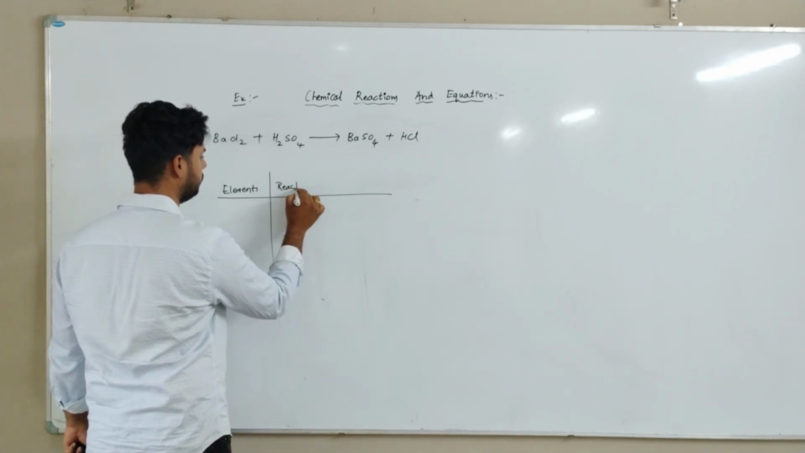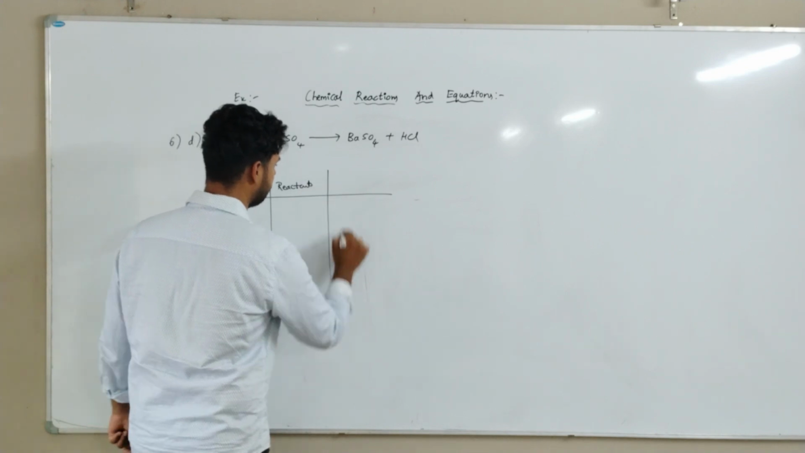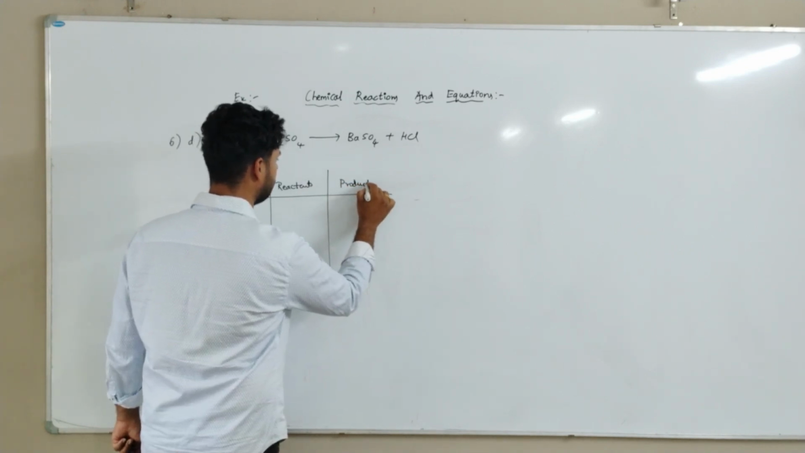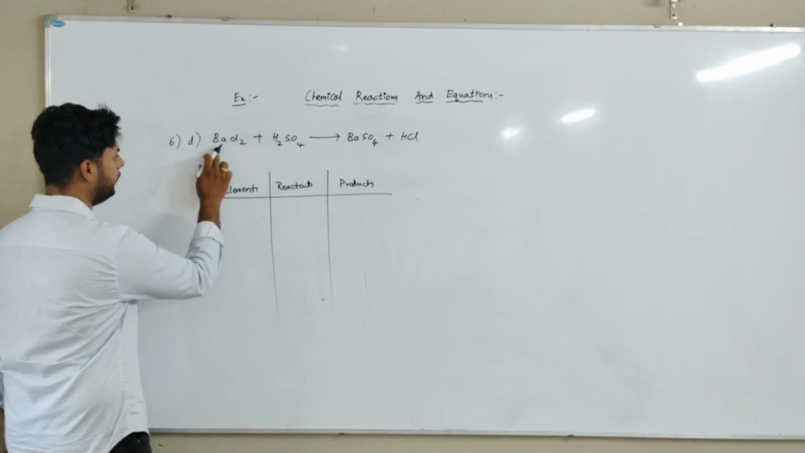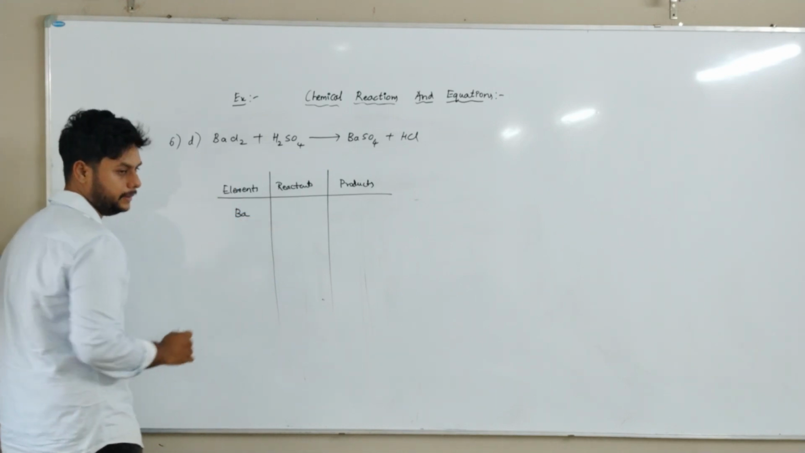Reactants, products. So first element I have barium. Ba means barium.